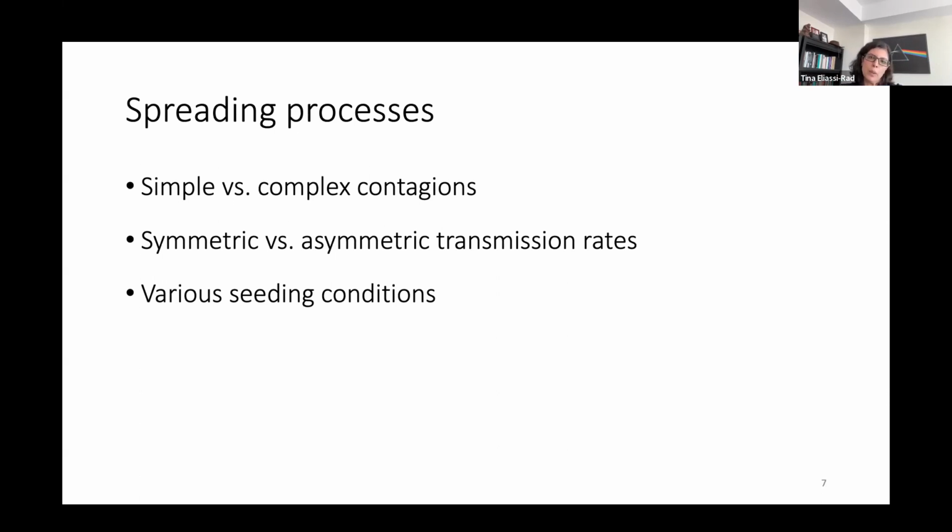One is whether the spreading process is simple or whether it's complex. The other one is whether the transmission rates are symmetric or asymmetric. And the third one is the various seeding conditions that you may have. And again, I will go through these in detail.